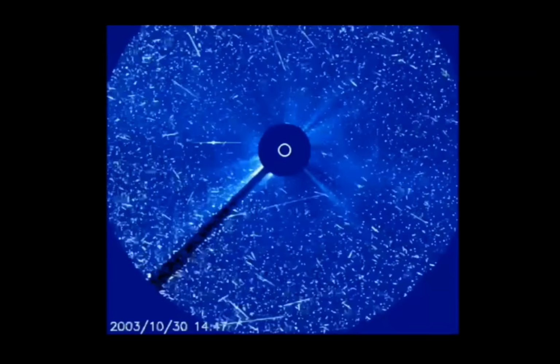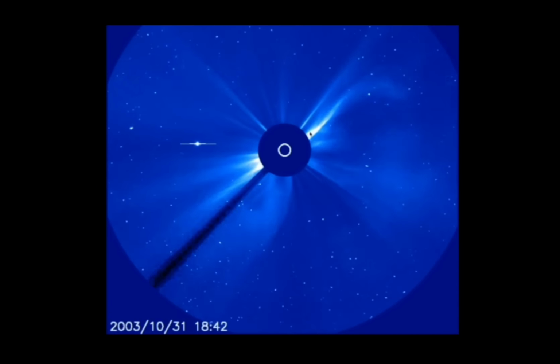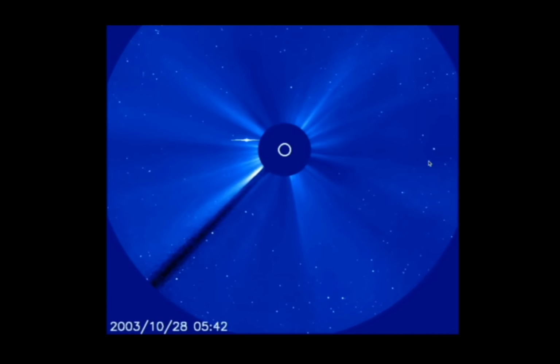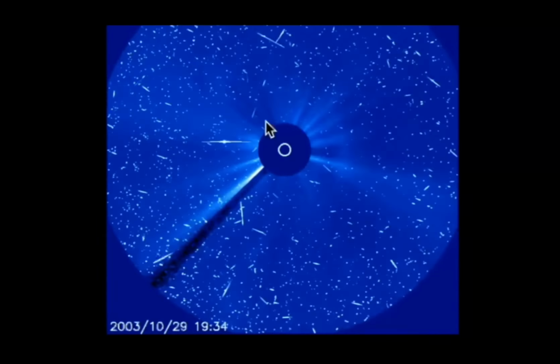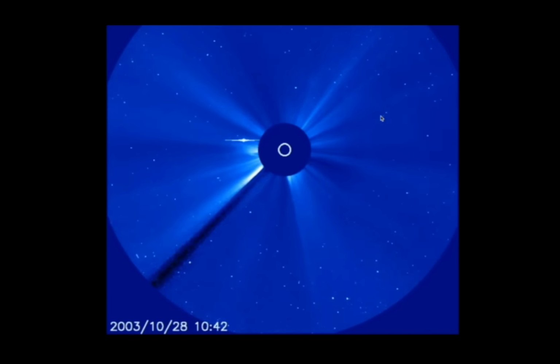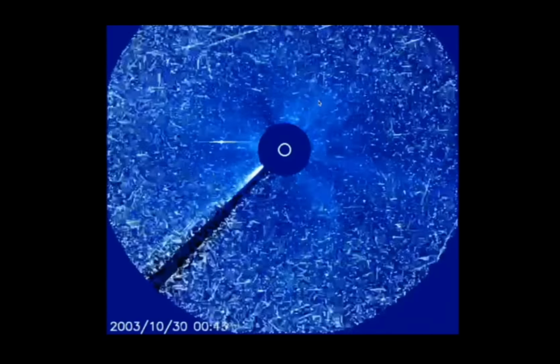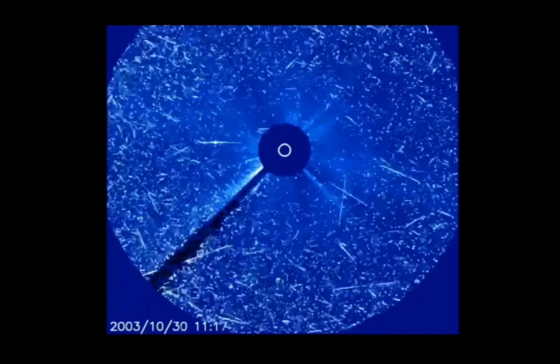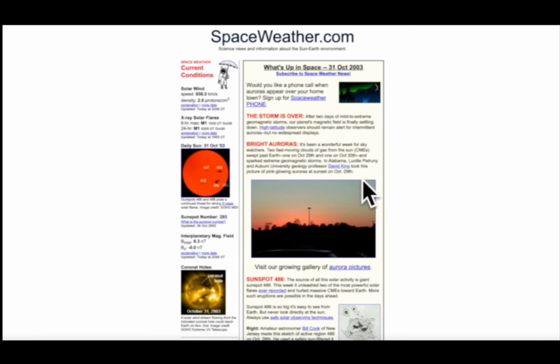You're looking at one of the strongest solar storms ever recorded back in 2003. This is the Halloween storm of 2003, recorded by the SOHO LASCO C3 instrument. And as you can clearly see, the Earth was overwhelmed with energy from that particular Earth-directed CME that produced a very strong proton storm. And if we go back in time over here at spaceweather.com, going back to October 31st of 2003, they talk about bright auroras.